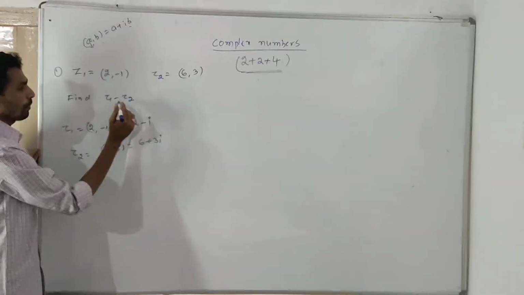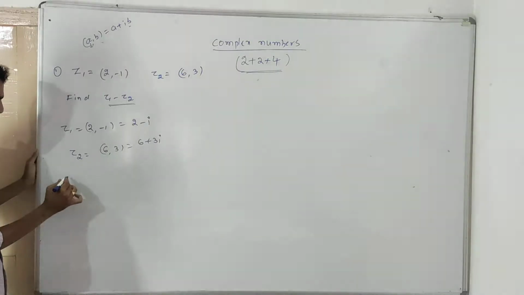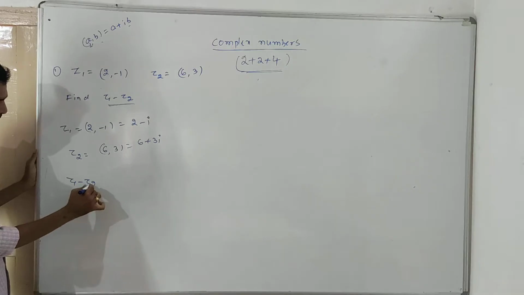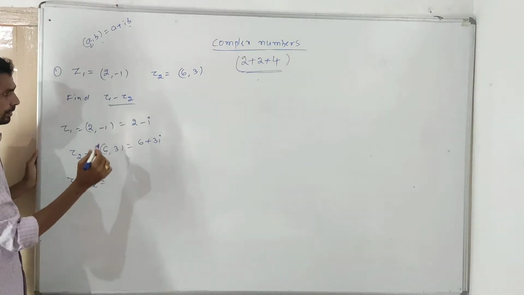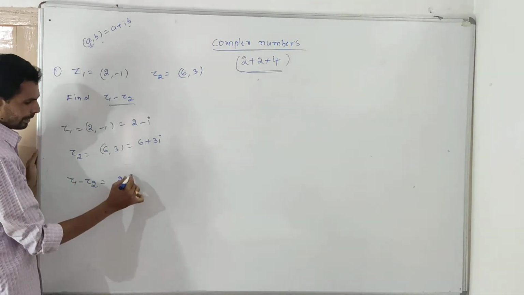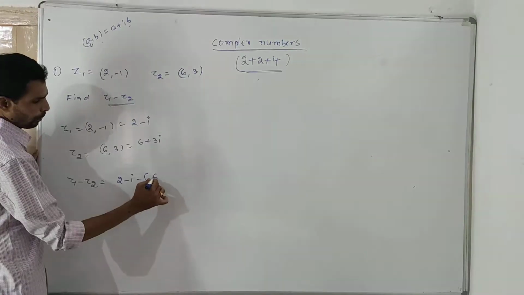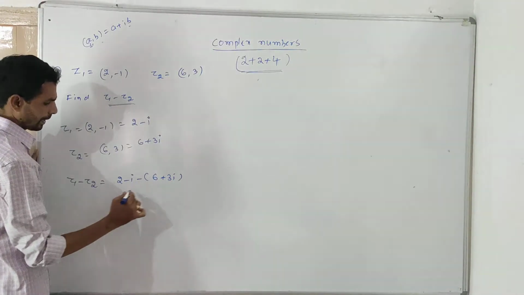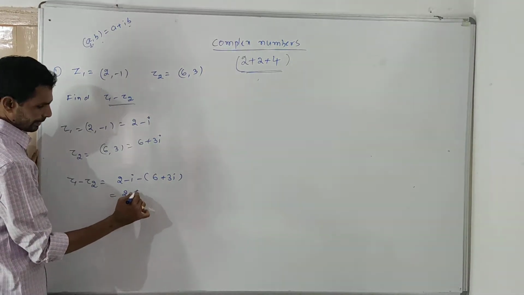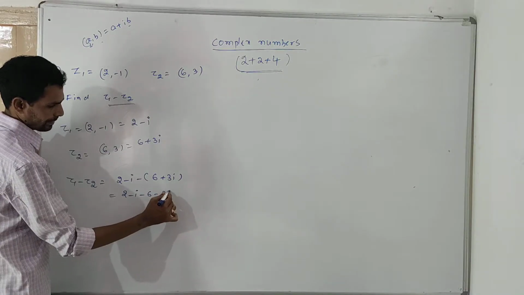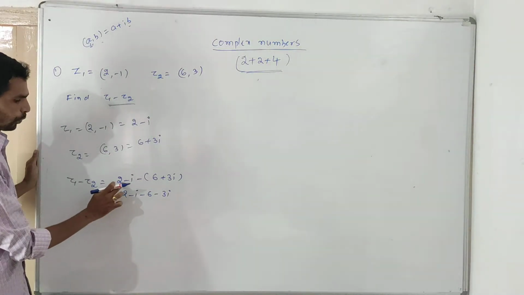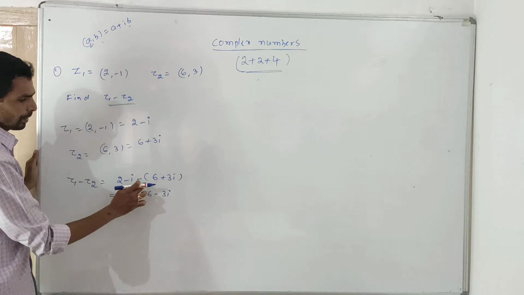What do you want? This is all we want: z1 minus z2. z1 minus z2 means, what is the z1 value? 2 minus i. Minus of z2, that is 6 plus 3i. Here 2 minus i minus 6 minus 3i. Any doubt here? 2 minus i as it is, minus 6 minus 3i.